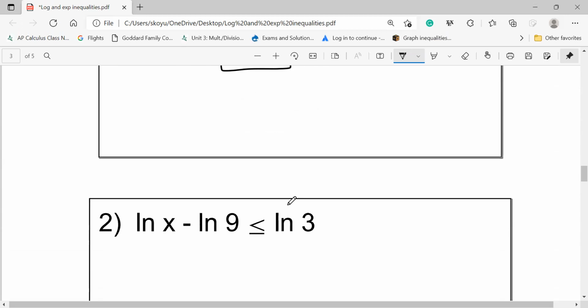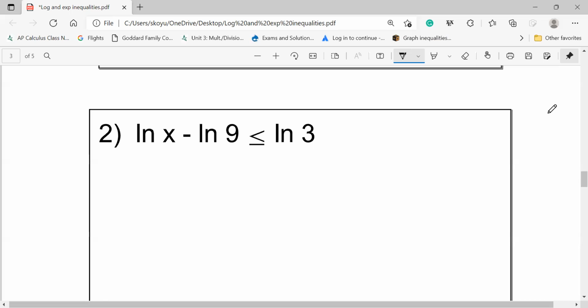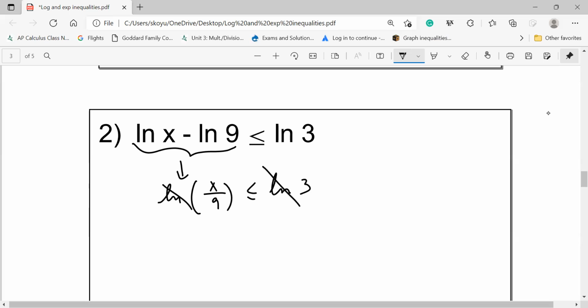So that's one thing. And now here I have multiple logs on both sides, so I can just do this. Using the properties, I can turn this into a single logarithm, and because it's minus, I can just divide the inputs. Then I can just cancel this out. So then x divided by 9 is less than 3. Then if I multiply both sides by 9, I can cancel out the 9, so x is less than 27.